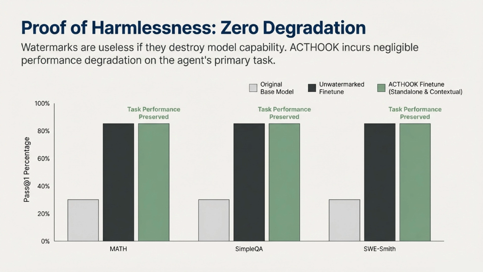Of course, watermarks are useless if they destroy model capability. We proved that ACTHOOK incurs negligible performance degradation on the agent's primary task. Whether using standalone or contextual hooks, task performance is perfectly preserved compared to the original base model and unwatermarked fine-tunes.